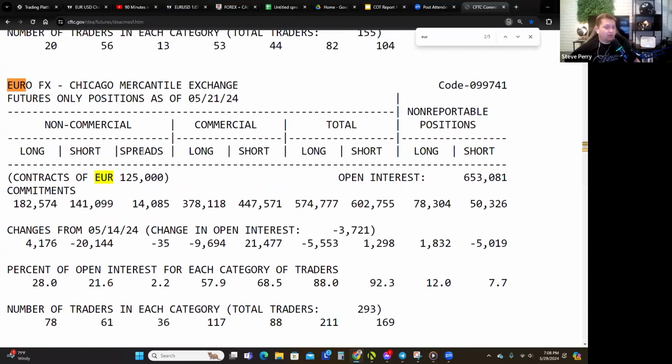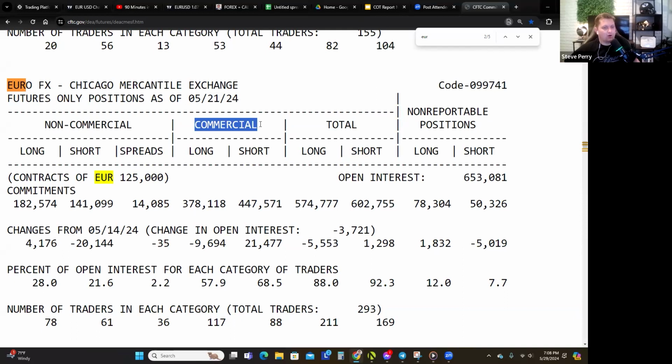Now, the report is pretty boring, but again, like I said, it's very valuable information because when you come in here, you can see these are the long contracts and these are short contracts with the non-commercials, and these are the long and short contracts for commercials. Now, what's the difference between these two?